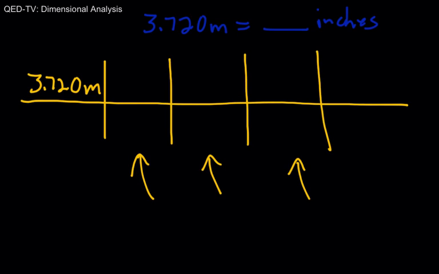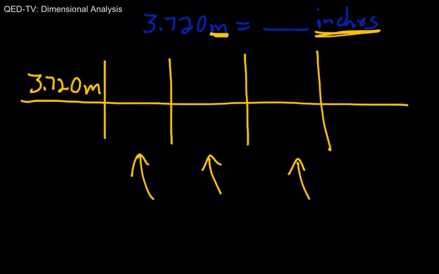We're going to put something in the numerator and something in the denominator that are equal to each other. So basically we're multiplying the given by 1, which of course we can do in math. So how do I know what conversion factor I put in here? Well, I need to concentrate on where I am, meters, and where I'm going, inches.